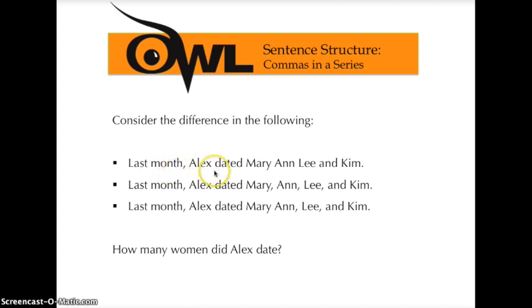Last month, comma, Alex dated Mary Ann Lee and Kim. So, how many people do we have or how many girls is Alex dating? Mary Ann Lee, 1, and Kim, 2. How about this sentence? Last month, Alex dated Mary, comma, Ann, comma, Lee, comma, and Kim. How many people is Alex dating? 4 different girls. Last month, comma, Alex dated Marianne, comma, Lee, comma, and Kim. Now Alex is dating 3 girls.